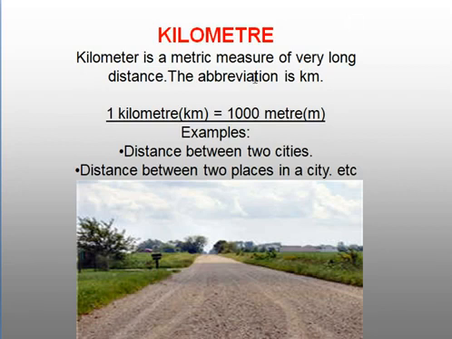Kilometer. Kilometer is a metric measure of very long distances. When we have to measure very long distances, then we use kilometer, represented by km. 1 kilometer is equal to 1000 meters. 1000 meters makes 1 kilometer.